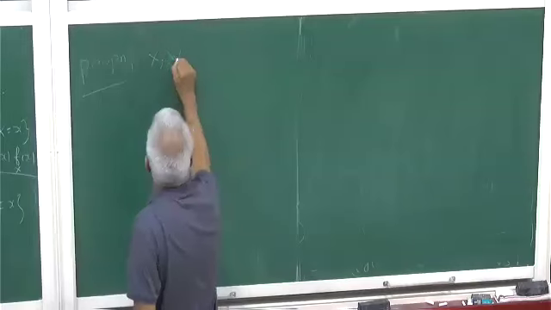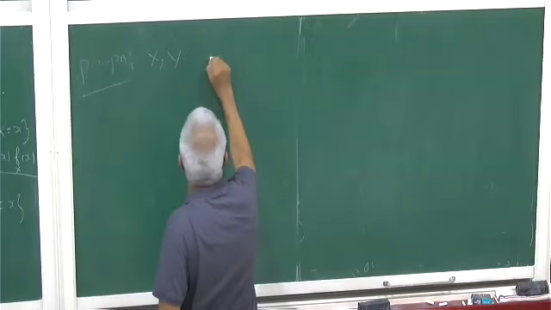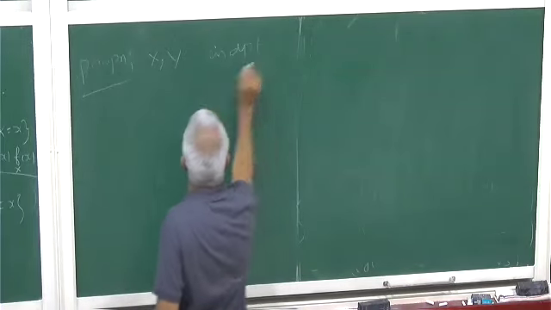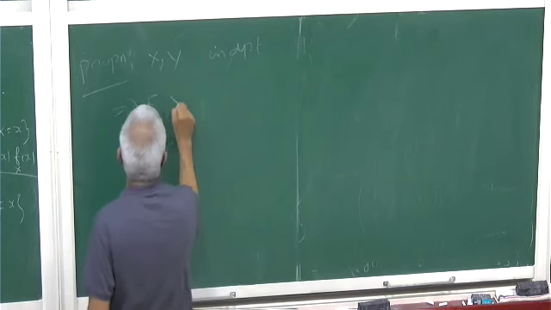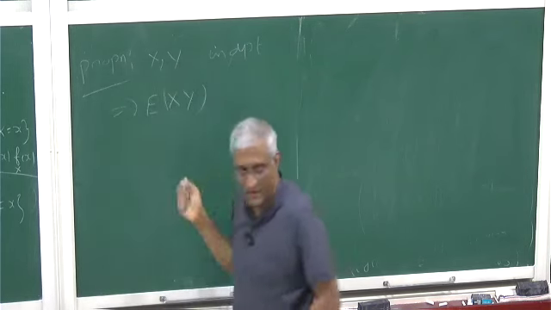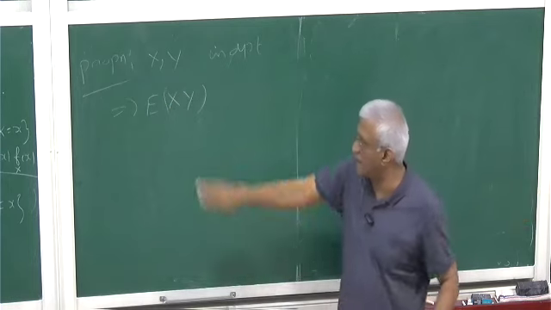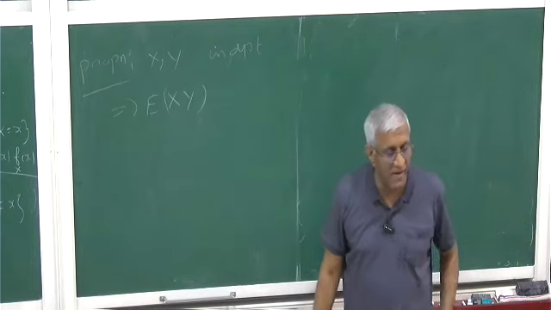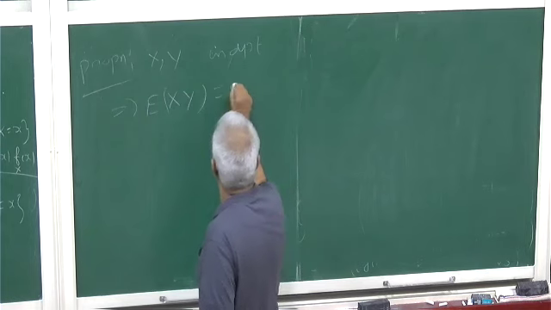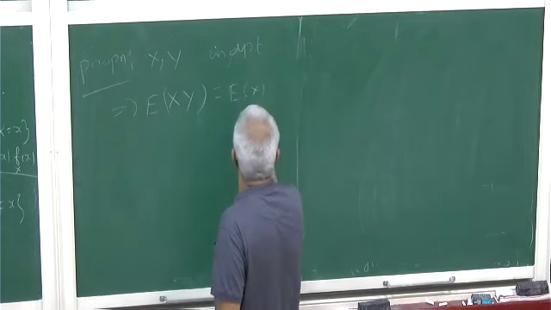Let me first say this: if X and Y are independent, this implies E of XY equals the expectation of X times the expectation of Y. You can take the product of two functions, right? We have already said, you can take the random vector and take the product.